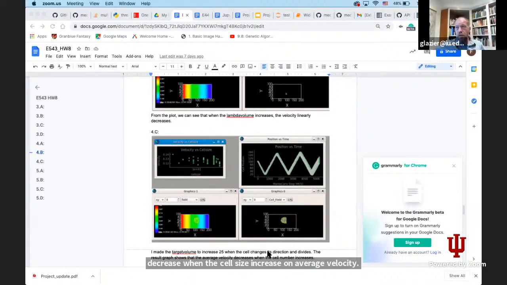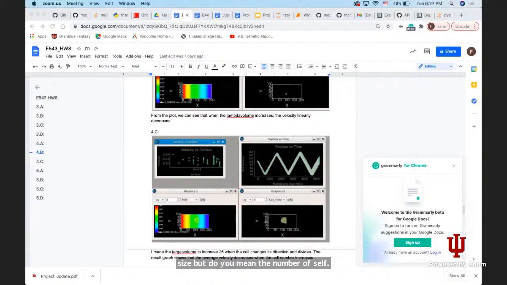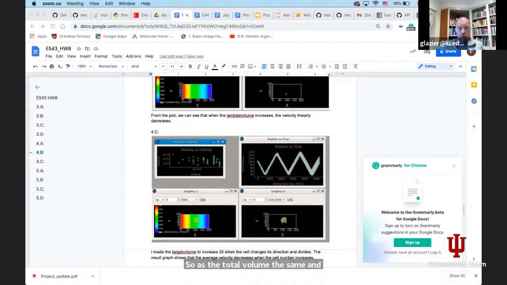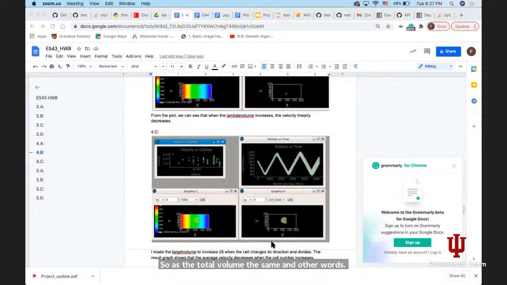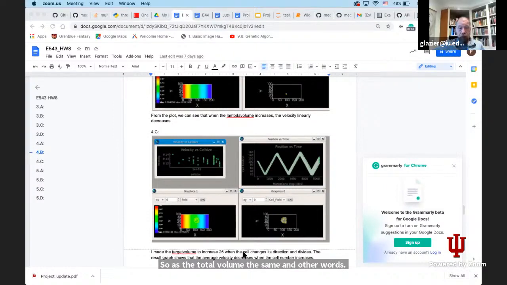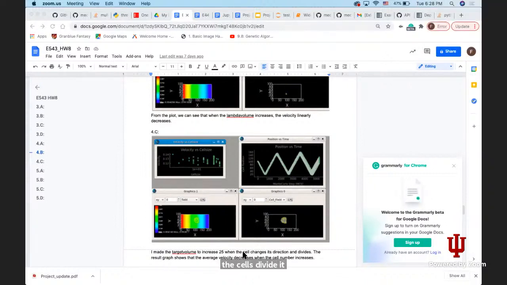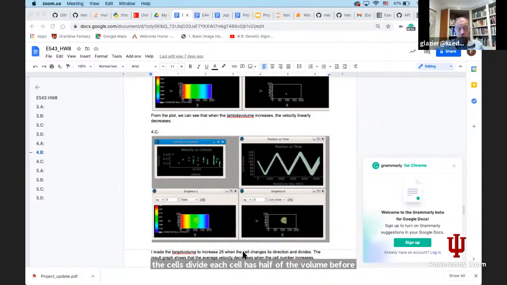So let me understand that. What you say cell size, but do you mean the number of cells? Yeah, the number of cells. So is the total volume the same? In other words, is each cell the same size as the original cell? So I have a cluster of cells that the volume, the number. So there are two ways you could do that. When the cells divide, each cell has half of the volume before, in which case the total volume stays the same, almost. Or each time the cell divides, its target volume is what the original one was, in which case the cluster gets bigger and bigger and bigger. And I wondered which one you did there.